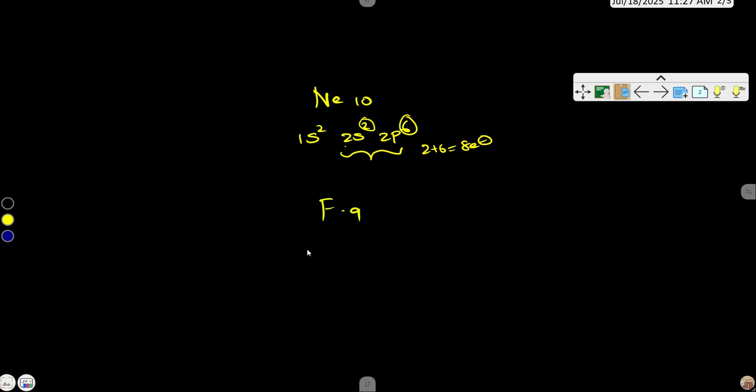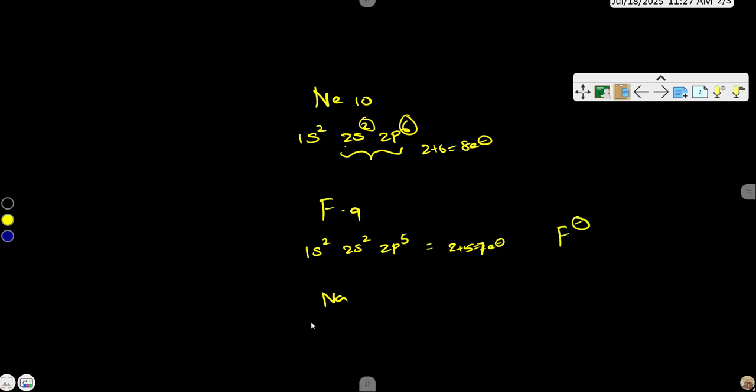Let us take fluorine. Fluorine's atomic number is 9: 1s2, 2s2, 2p5. This is 2 plus 5, that is 7 valence electrons. So fluorine will try to accept an electron and try to become neon's configuration. I hope you understood how these elements behave for bonding. Fluorine will always try to accept an electron and become F minus.